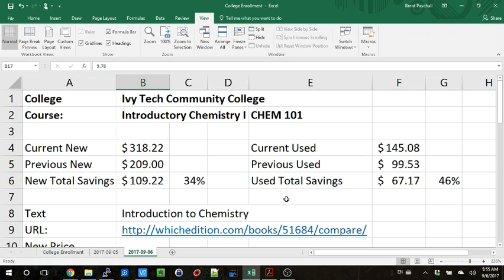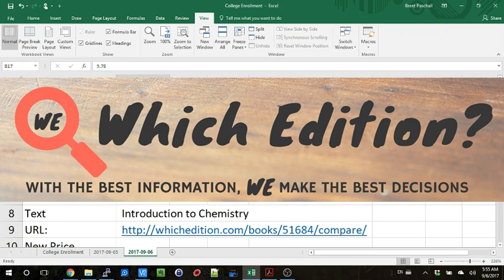I think you see why I am very excited about Which Edition and how it can help you as a college student save money on your textbook.